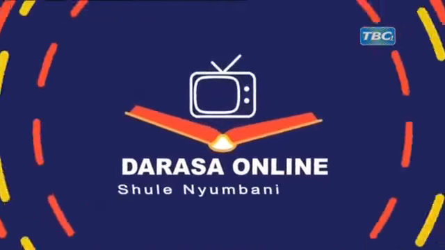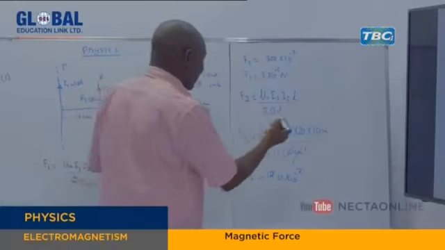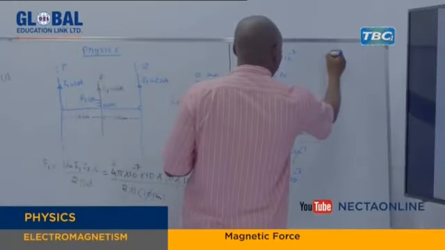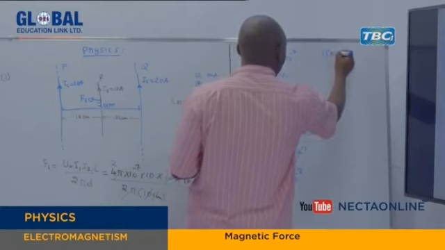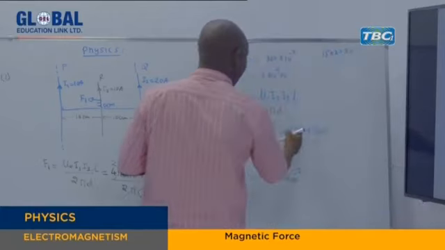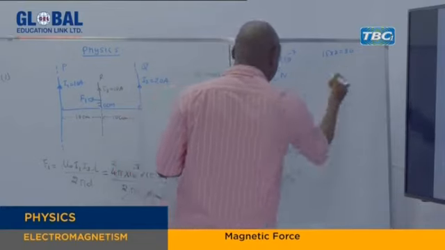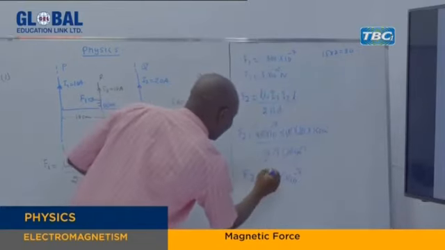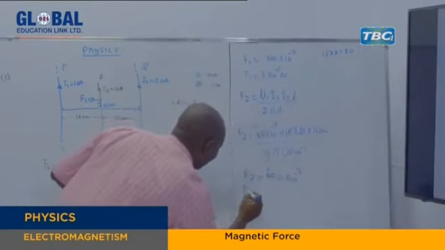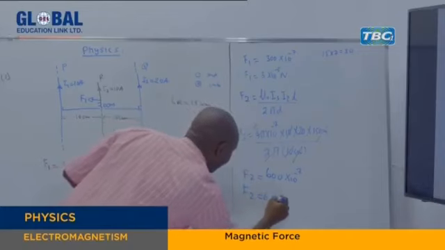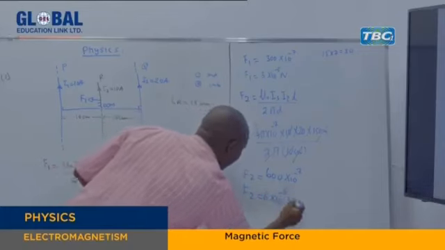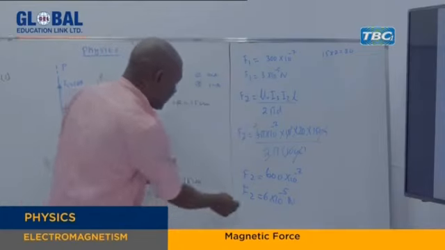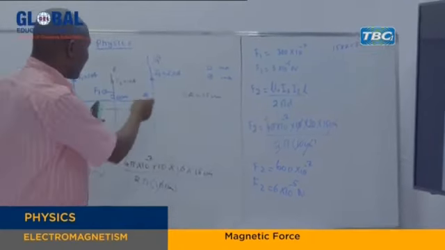If you don't have a calculator, you can check by rough arithmetic. 15 times 2 is 30, and 30 times 20 is 600. So this is 600, and you convert it to 6 times 10 to the negative 5 Newton. So this is the force which is acting on R due to Q.